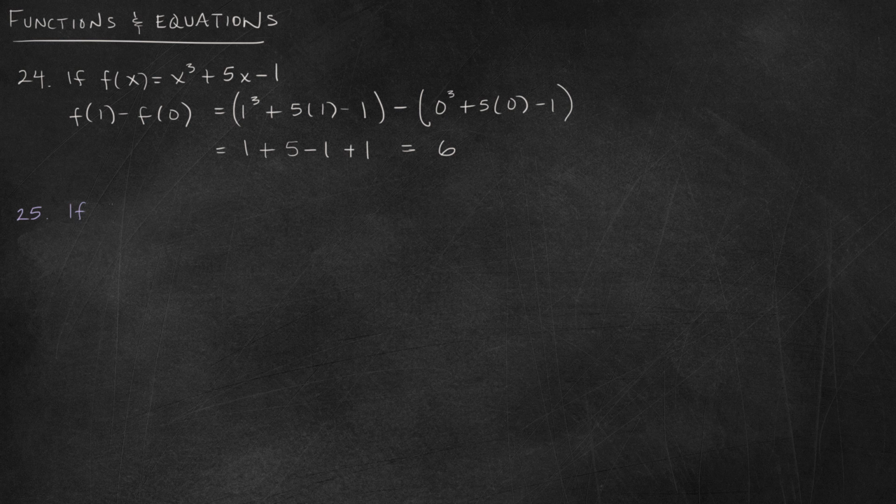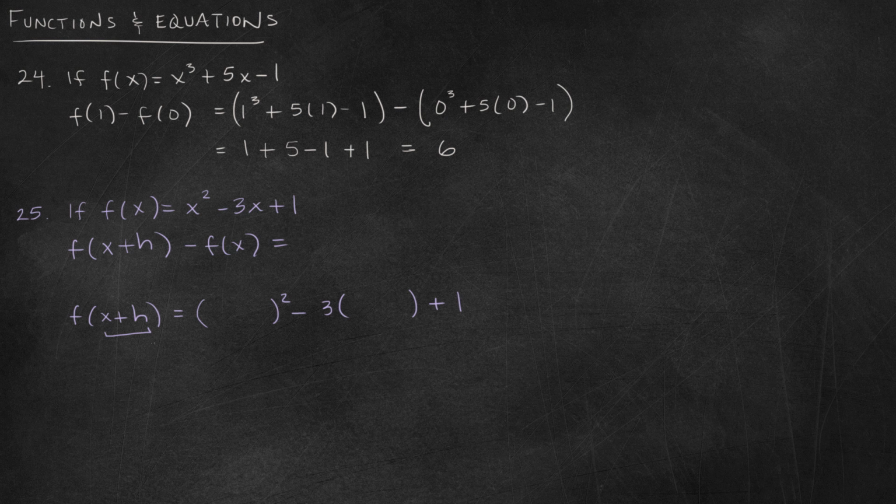Number 25, if f of x equals x squared minus 3x plus 1, then f of x plus h minus f of x equals. So first let's find f of x plus h. F of x plus h means we substitute x plus h in for the x. This is our new input. The rule for f is input squared minus 3 times input plus 1. So my input is x plus h. That means f of x plus h is the quantity x plus h squared minus 3 times the quantity x plus h plus 1.